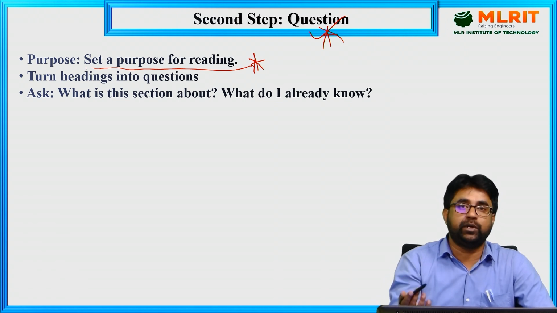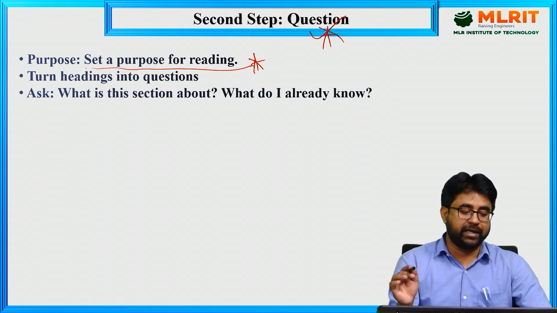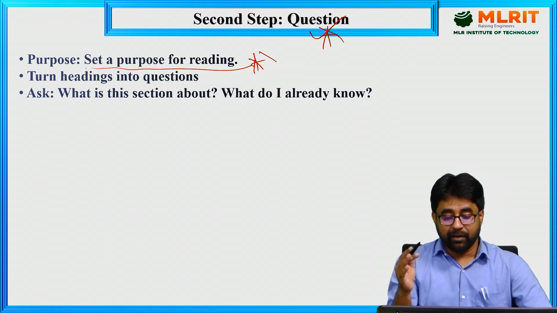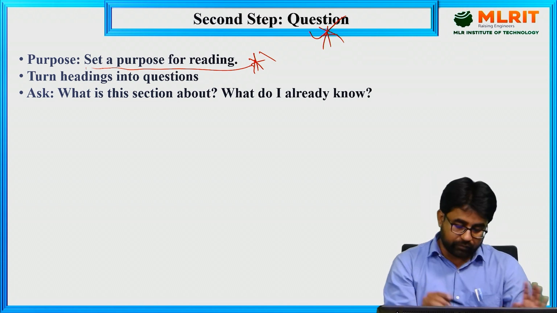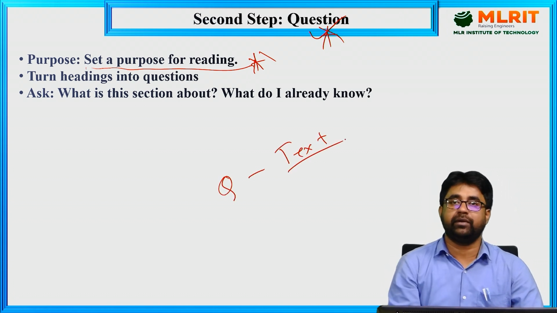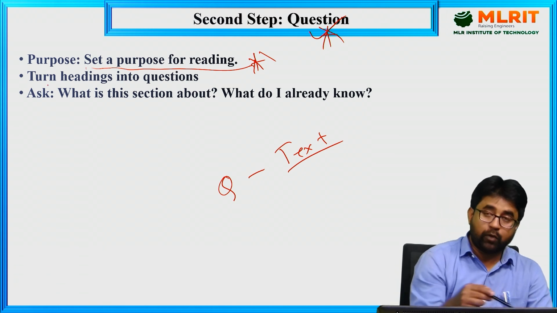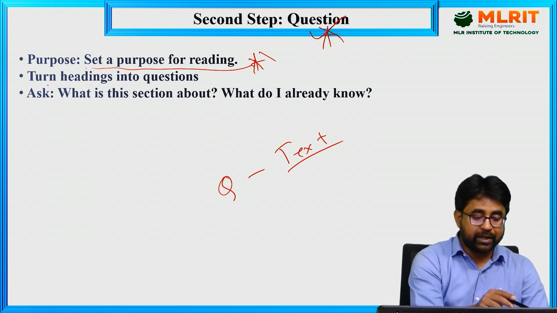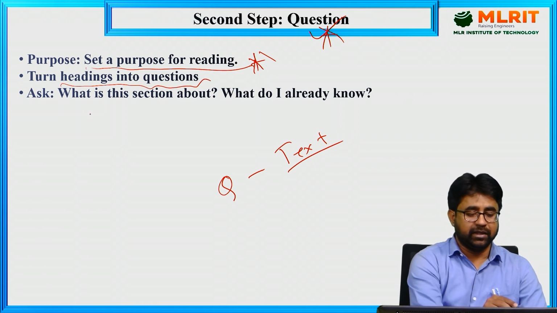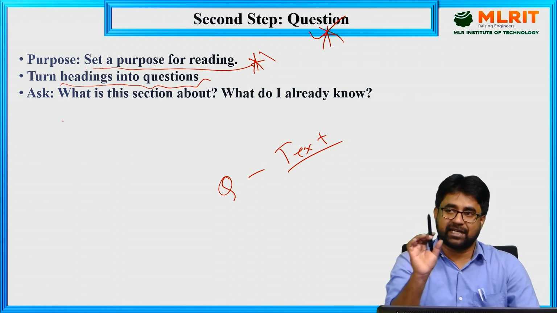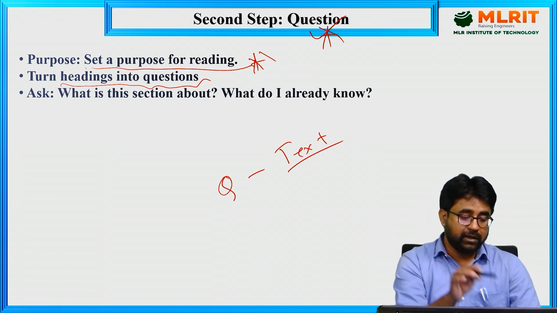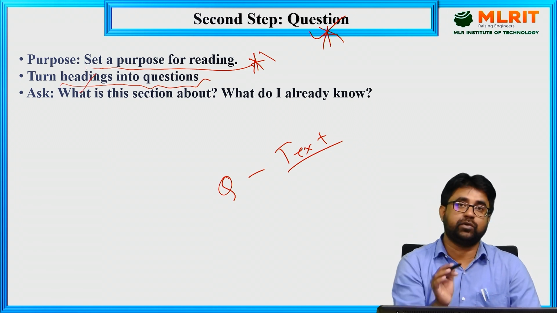Why am I going to read this? That question is very important. So you should have some questions in your mind before you start reading something. Obviously those questions would be related to the text, the document that you are going to read. So how do you develop these questions? You can simply turn the headings into questions. Headings, sections and subsections would be there, right? Those titles you can turn into questions.